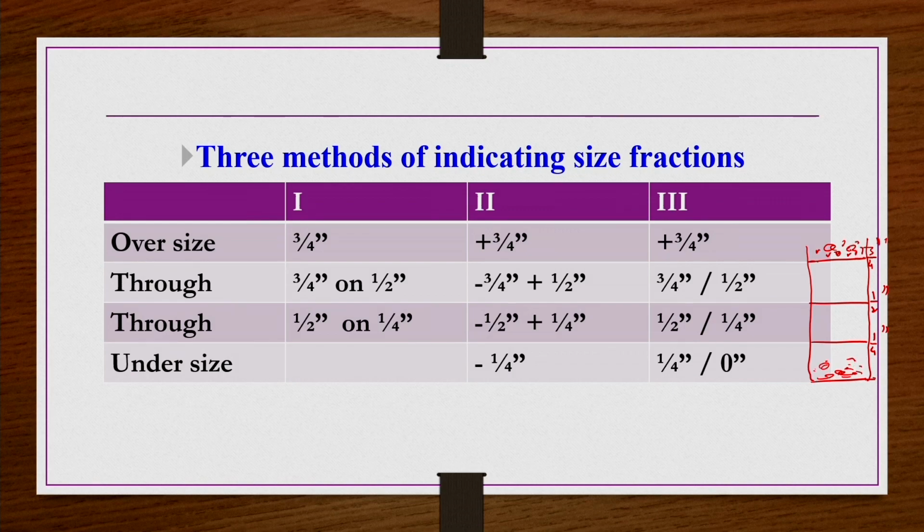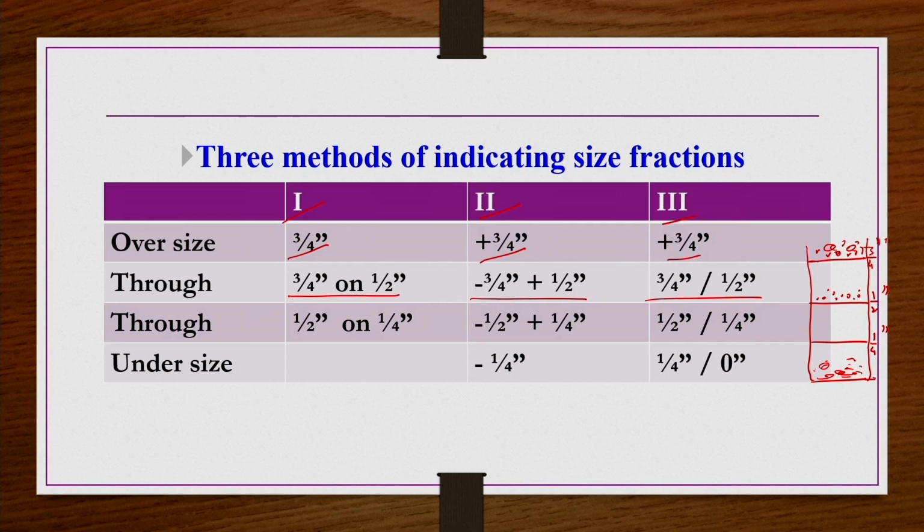Whatever the material retained here, there are 3 ways of representing it. So, oversize you can simply write 3/4 inch or plus 3/4 inch, like this, right. Whatever the material that has passed through 3/4 inch and then retained on 1/2 inch, you can represent in 3 different ways: 3/4 inch on 1/2 inch, or minus 3/4 inch plus 1/2 inch, or 3/4 inch by 1/2 inch.